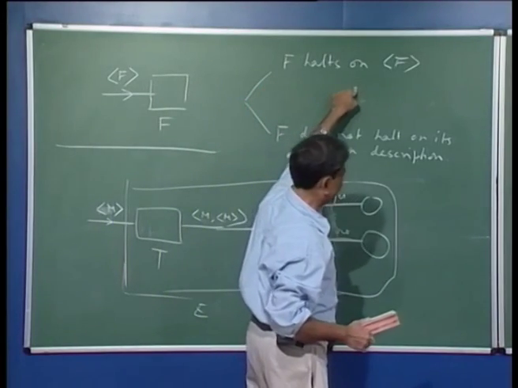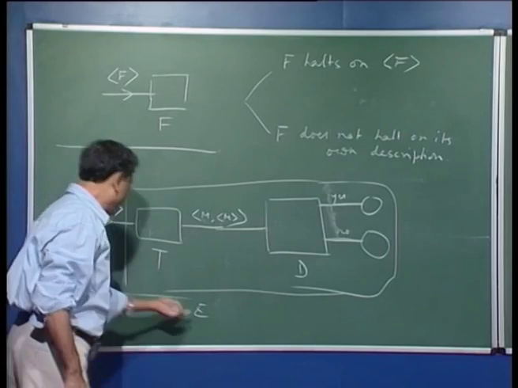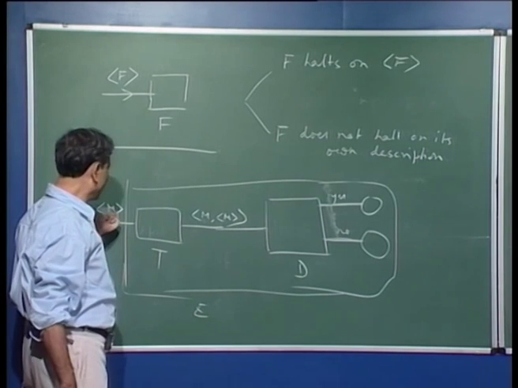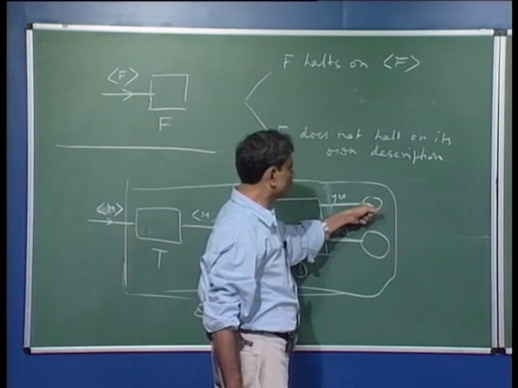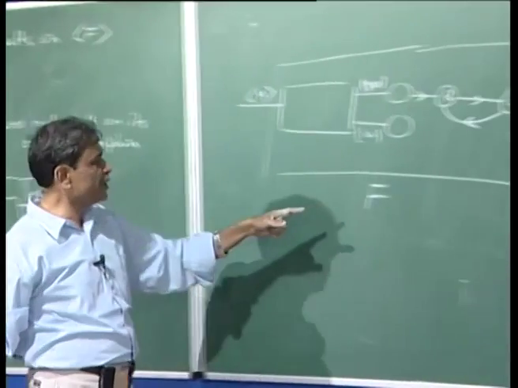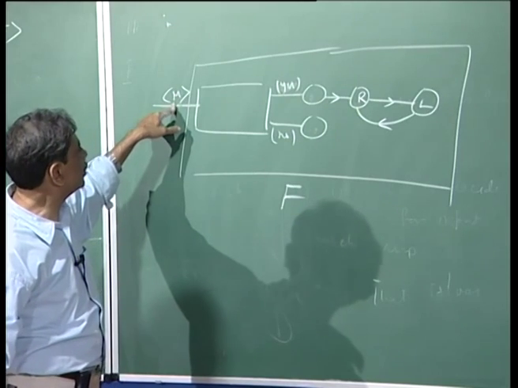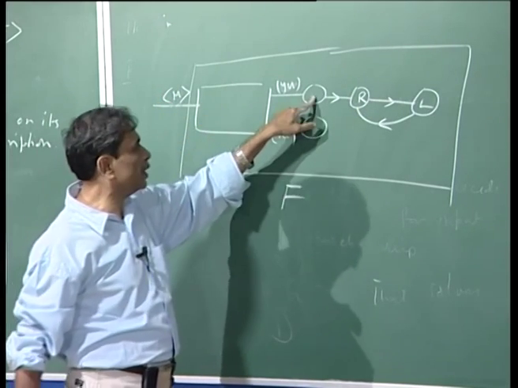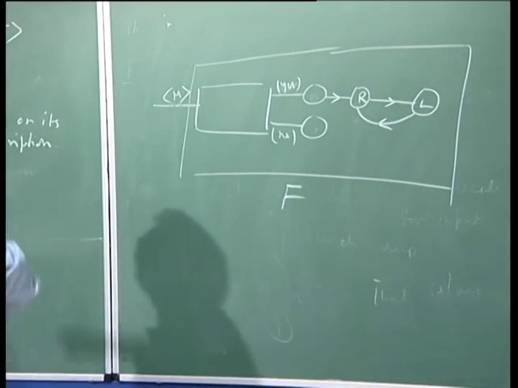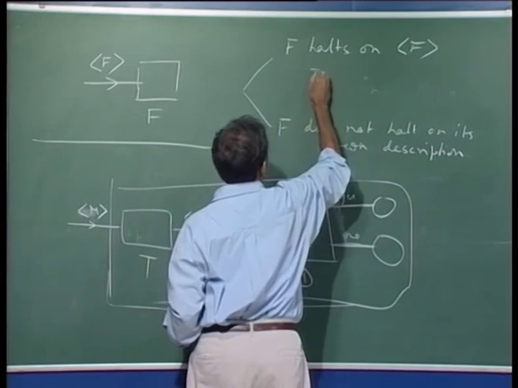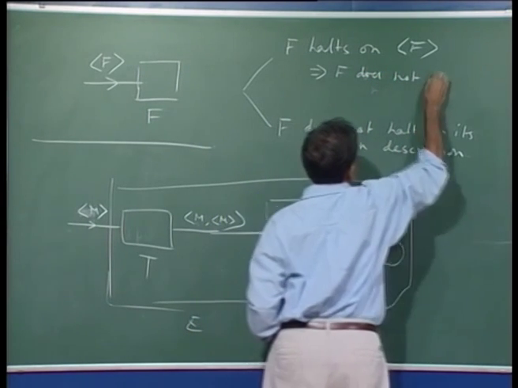F halts on F. Then this machine E, so basically here what that would have done if F was given as input, it would have gone to this state. Right. Now, F is very similar to E, so therefore F also on input code F will come here, but once it comes here, it goes into an infinite loop. Right. Then assuming F halts on F, we get that F does not halt on F.